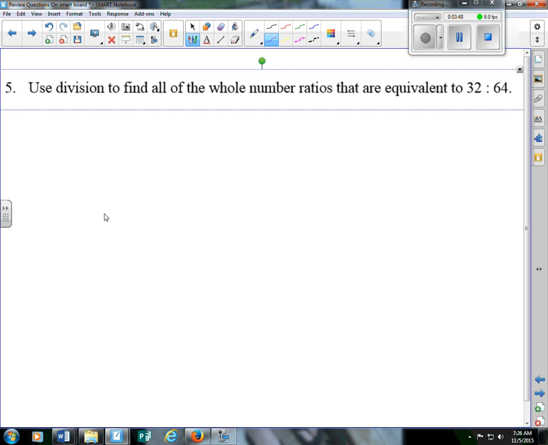Number 5, use division to find all the whole number ratios of 32/64. The way that I usually do this is I just start off by dividing by 2. So 32 divided by 2 is going to be 16/32. Then I look at it and I say, can I divide 32 by 3? No. Can I divide 32 by 4? Yep. And I get 8. Can I divide 64 by 4? Yep. I get 16.